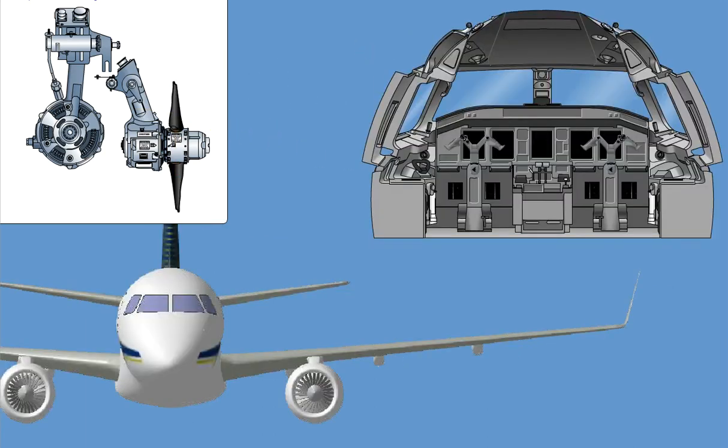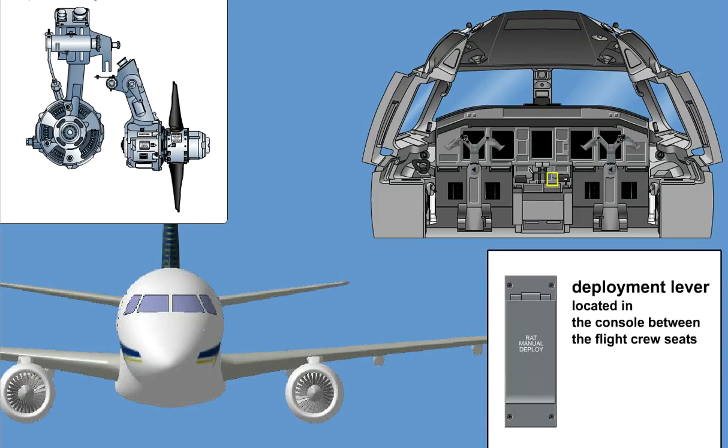The ram air turbine can also be deployed manually by a flight crew member using a deployment lever located in the console between the flight crew seats.